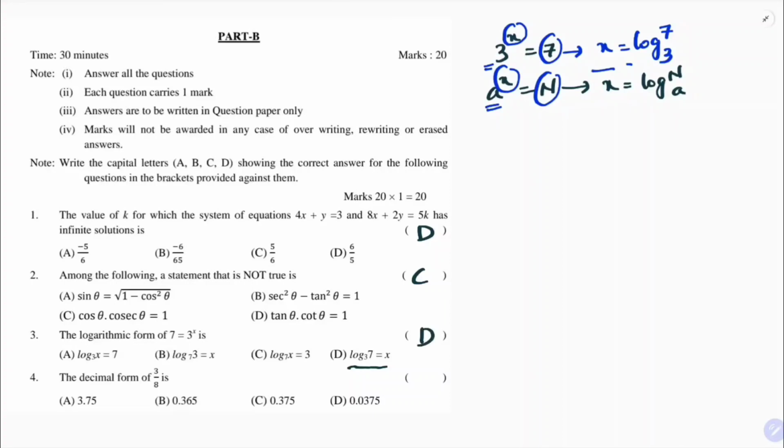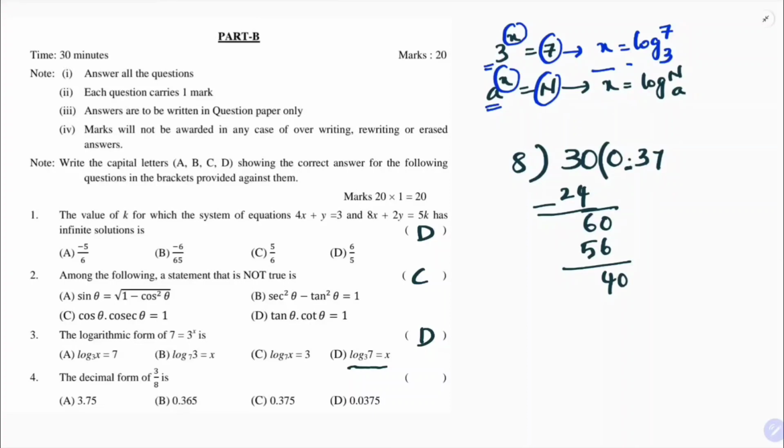Next one, the decimal form of 3 by 8. We should divide 3 by 8. It is not divisible, so I'll take a point. 8 times 3 is 24. If we subtract, we get 6, and since the point is already there, I'll take 0. 8 sevens are 56, and 4, already we have the point, so 0. 8 times 5 is 40. So we get 0.375. The correct option is 0.375, that is C.